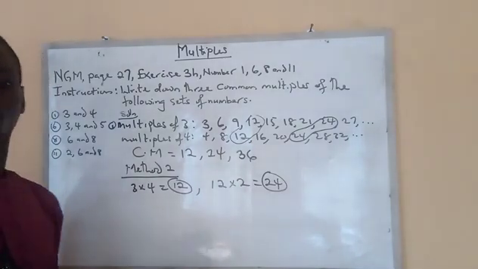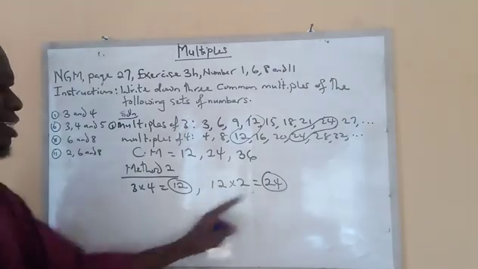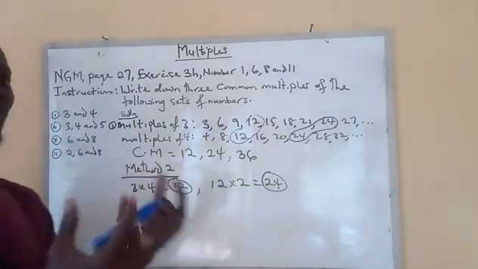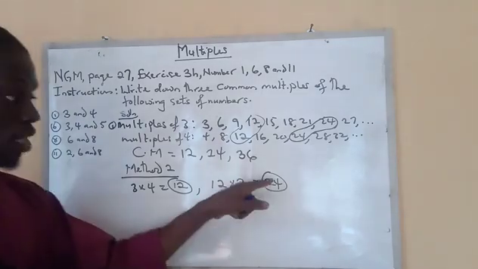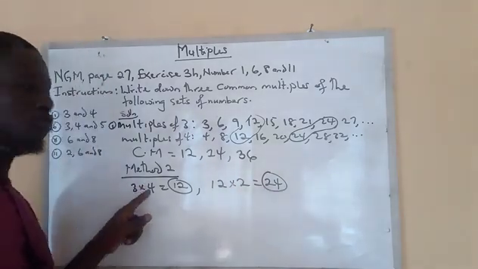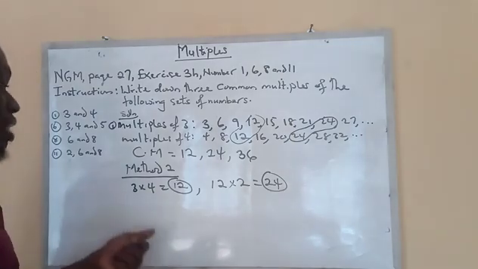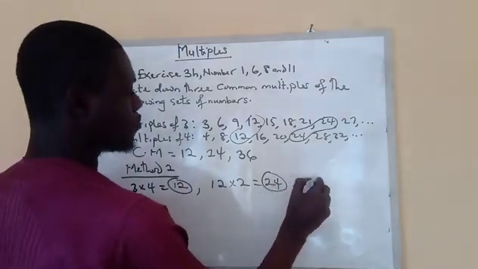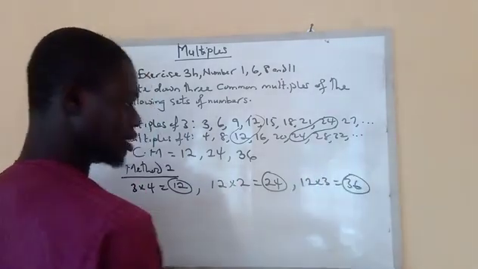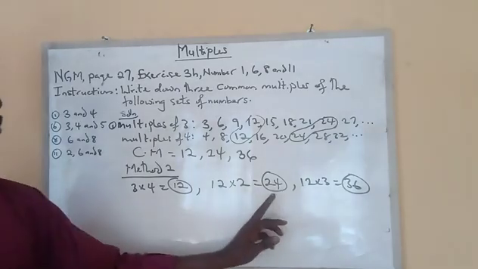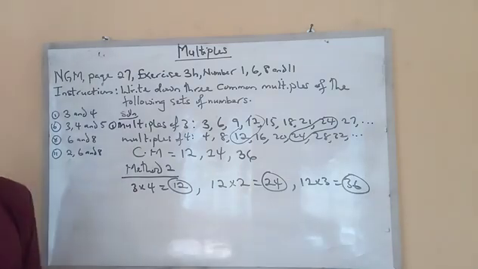Why do we say multiples? Because if you divide 24 by 3, it will give you a whole number. If you divide 24 by 4, it will give you a whole number. Also, 3 times 8 gives you 24, and 4 times 6 gives you 24. So that is why 24 is a multiple of 3 and 4. Also, you can say 12 times 3, that gives you 36. 36 is also a multiple. So this one is shorter. The common multiples of 3 and 4 are 12, 24, and 36. That is it.